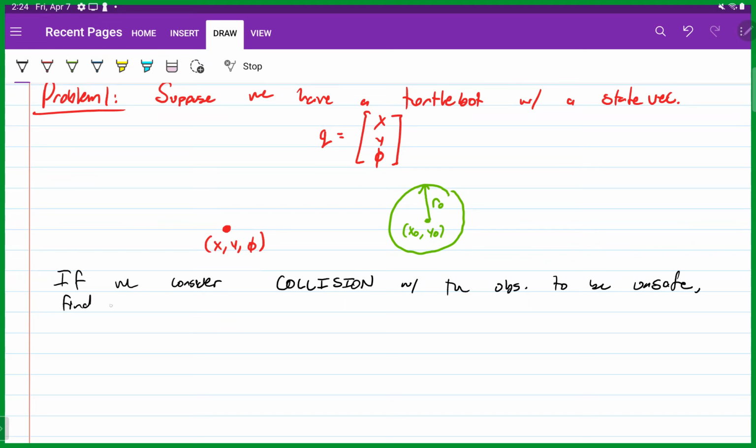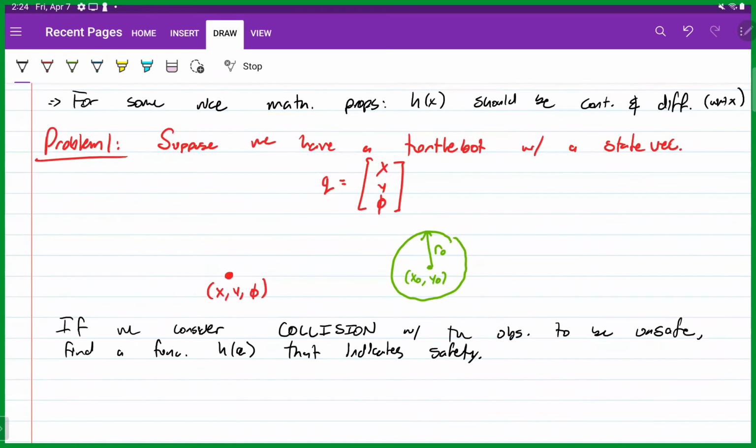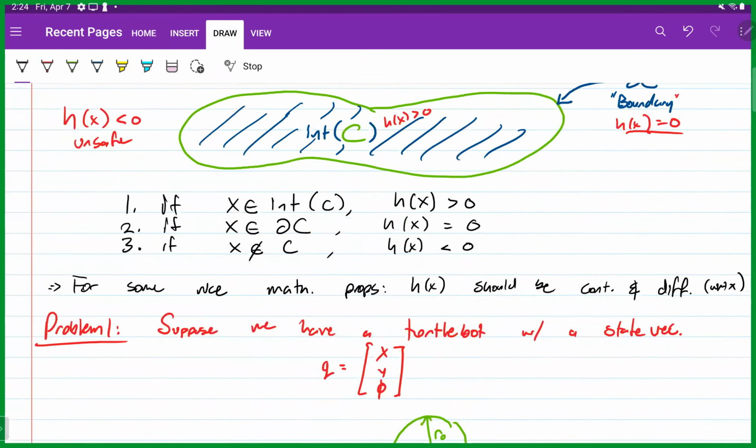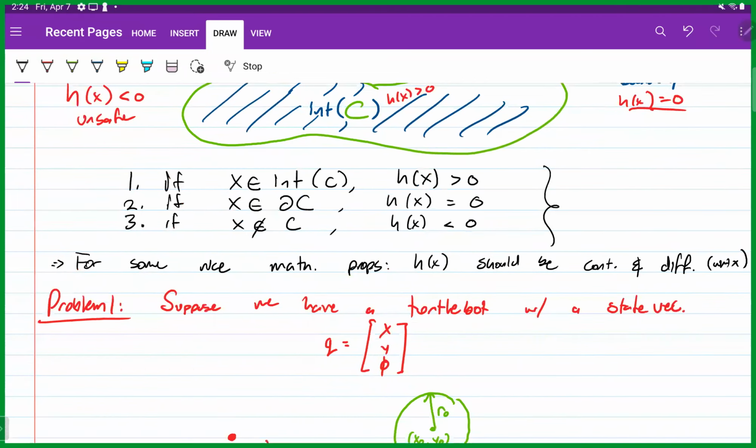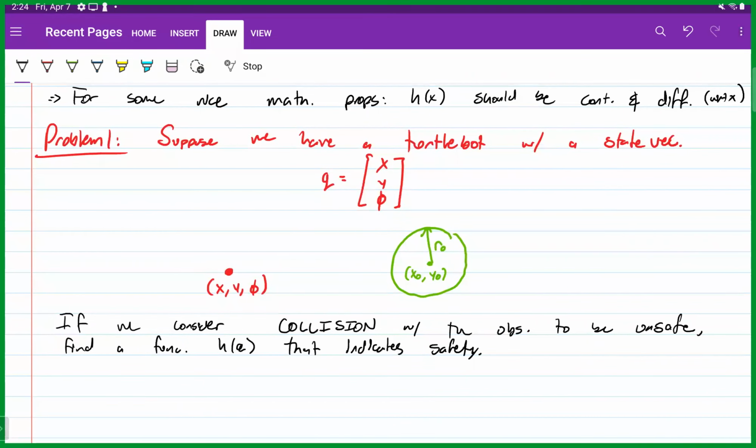find a function H that indicates safety. Your function H of Q should be a function of the state vector, and it should follow the 3 rules that we defined just above. You can also assume here, just treat the little turtlebot as a point. Assume it doesn't have any radius. We'll simplify it to make it easy for this problem. I'll give you around a minute to work on that, and we'll see what you come up with.